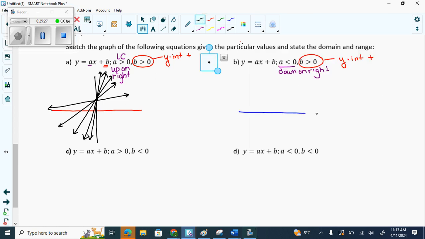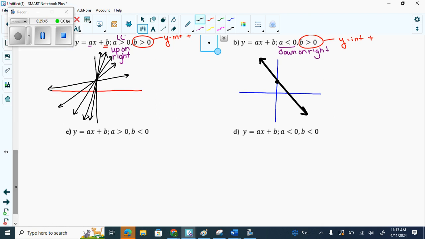So, let's sketch this next one. So we have down on right and a positive y-intercept. So somewhere up here, and down on right. So your graph should be going something like this, with a y-intercept that's above the x-axis, correct? The angle at which that happens doesn't really matter.